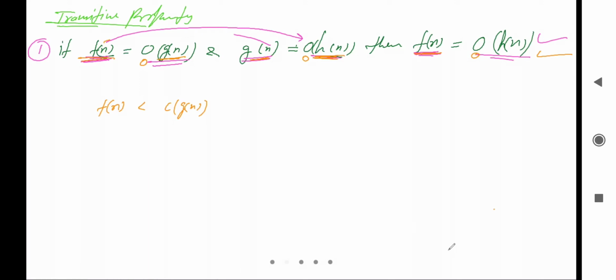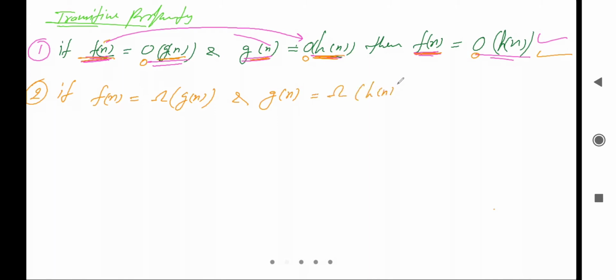Now let's see the next one. Next one is: if f of n equal to omega of g of n, and g of n equal to omega of h of n, right, then f of n equal to omega of h of n or not. Yes, will it satisfy this property?